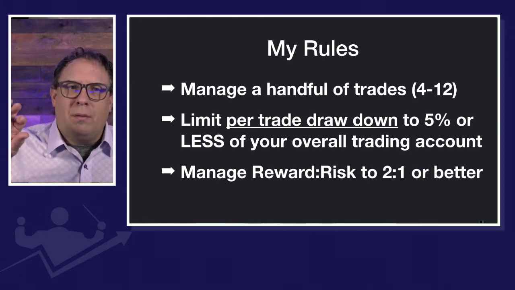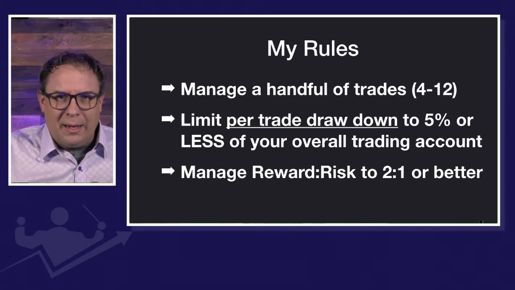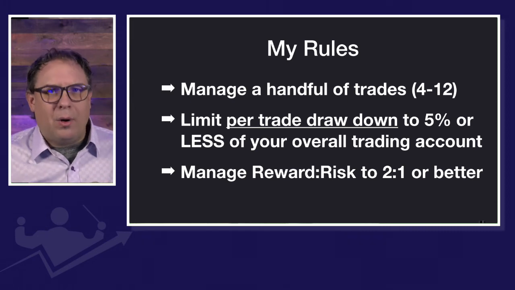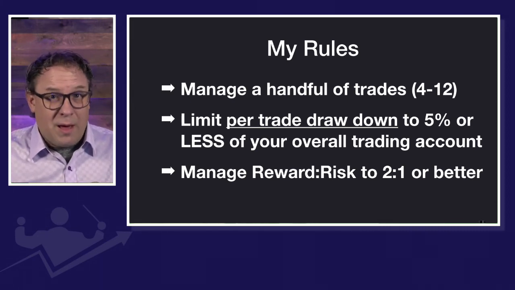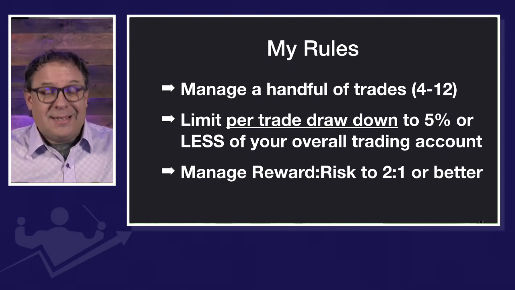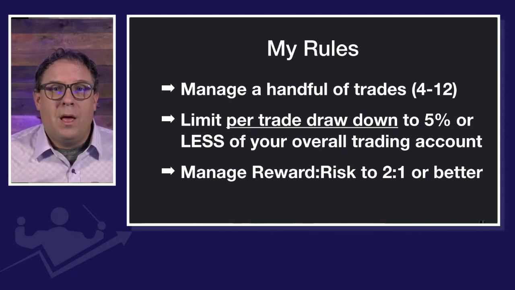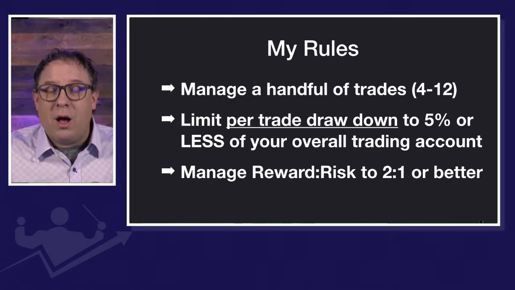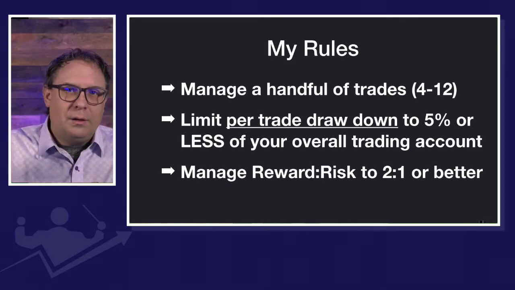These numbers are boring. I get it. This isn't the exciting part of trading. This isn't where we're buying a call option for $10 and selling it for $40. This is the nitty-gritty of account risk management, allocation. And this is the stuff that will keep you in the game. If you do this right here, this screen right here, diversify over 4 to 12 trades, limit your per trade drawdown to 5%, 2 to 1 reward to risk ratio, if you do this part right here, you'll never go broke.